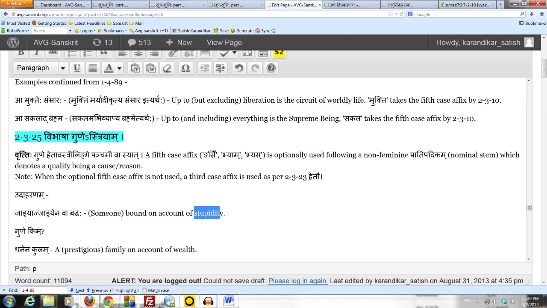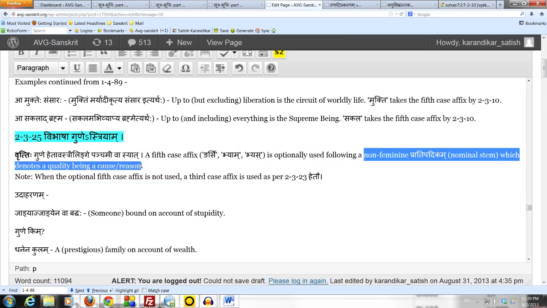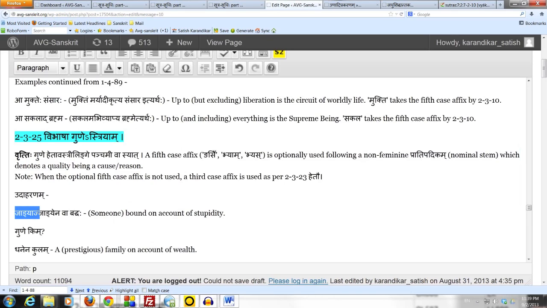So Jadyam is the attribute or quality of foolishness, stupidity, dullness, and it's a neuter pratipadikam. So both the conditions are satisfied. We have a non-feminine pratipadikam which denotes a quality being a cause for, in this case, someone being bound. So therefore, we optionally use a fifth case affix by this Sutram 2.3.25 Vibhasha Gune Striyam, and when the fifth case affix is not used, we use the third case affix by 2.3.23 Hetau.